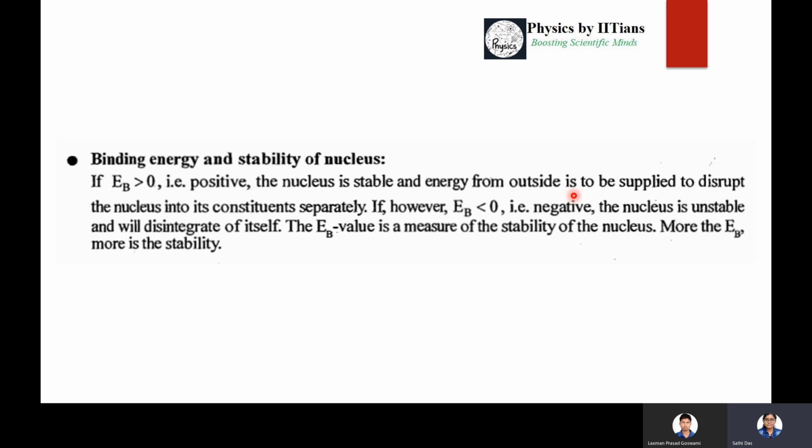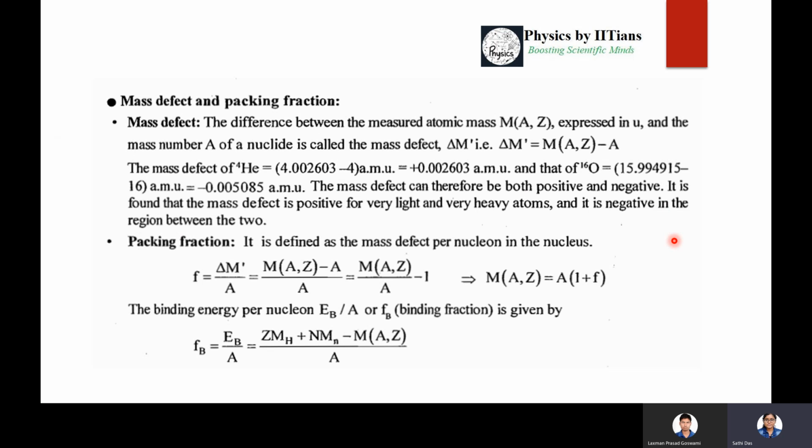Whenever the binding energy is positive, that means the nucleus is stable, and energy from outside has to be supplied to disrupt the nucleus into its constituents separately. But if the binding energy is negative, the nucleus is unstable and it will disintegrate by itself. So the binding energy value EB is a measure of the stability of the nucleus. The more the EB, the more the stability.